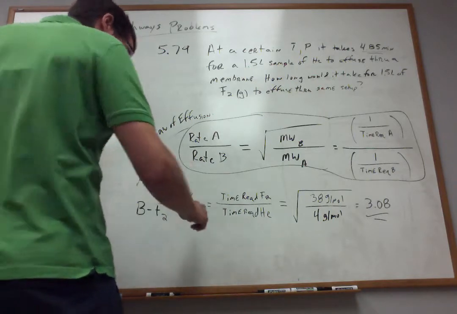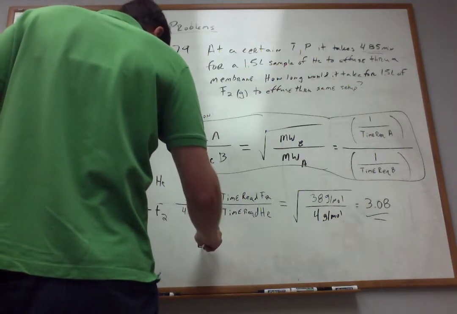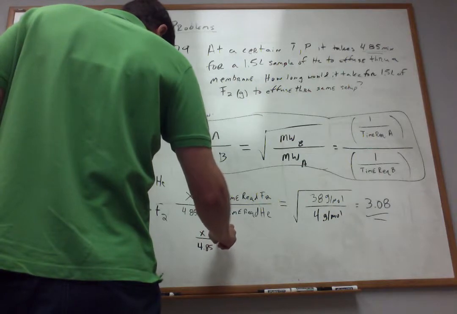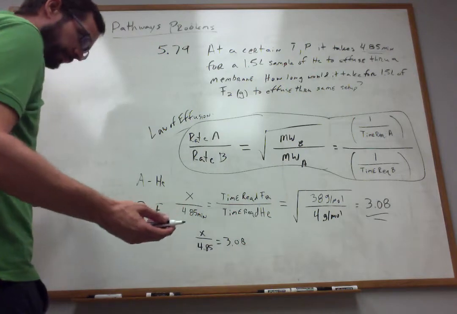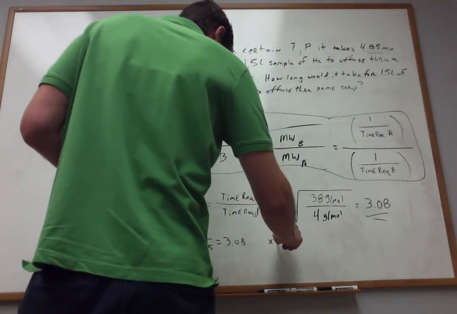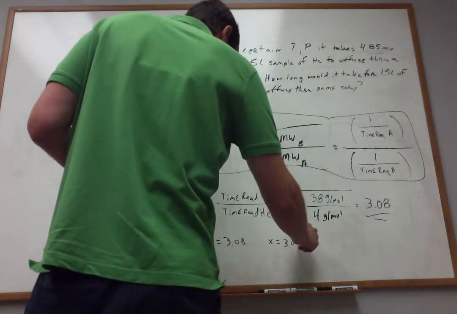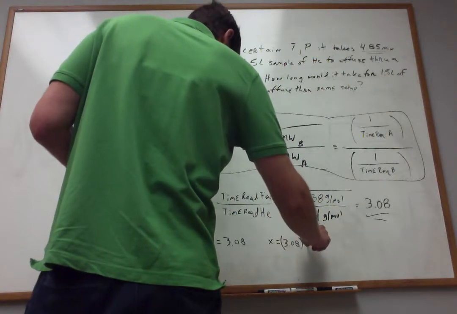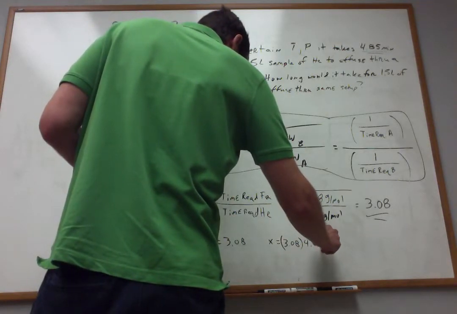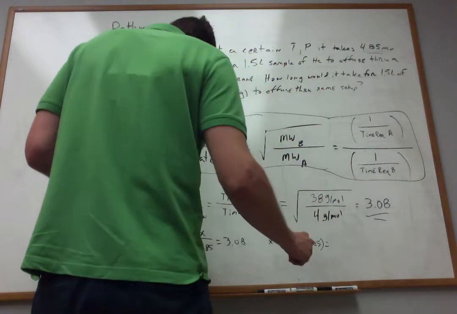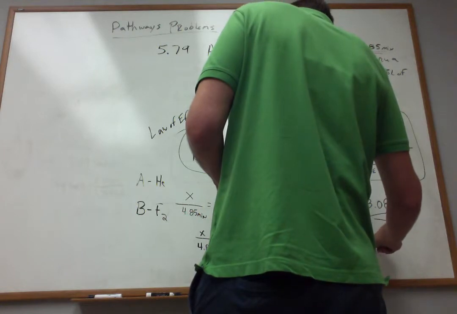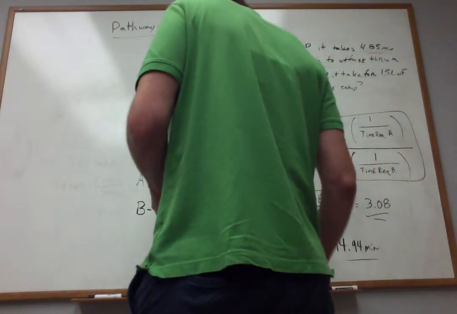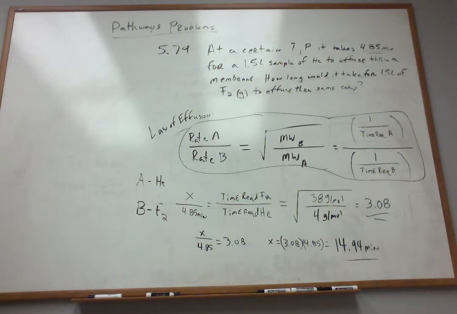So it simply becomes an algebra problem. X divided by 4.85 equals 3.08. Perfect sense. Means X has to be equal to 3.08 times 4.85. Do the math on that, I get 14.94 minutes. Okay, 14.94, just a little under 15 minutes is what it would require for fluorine.